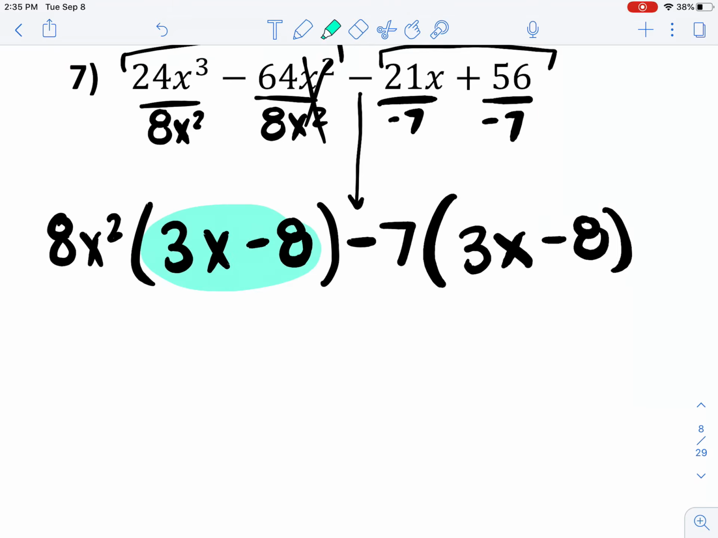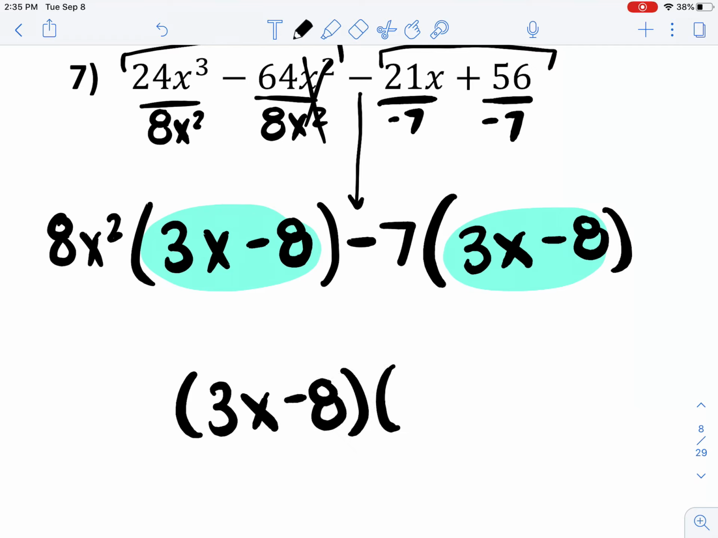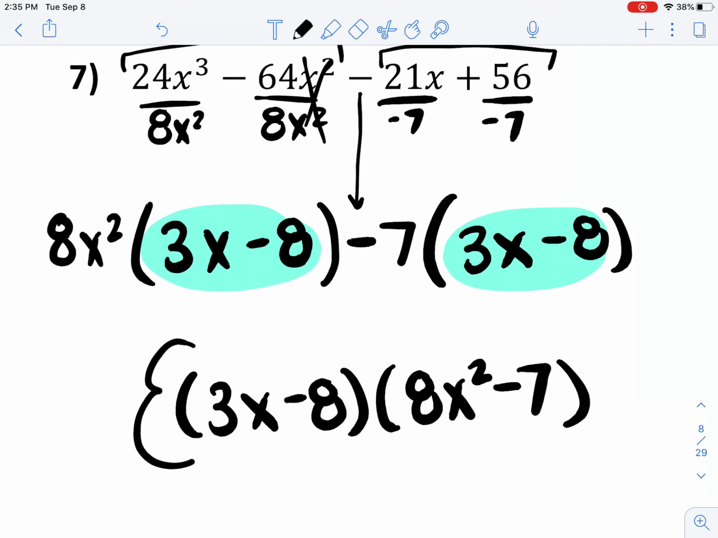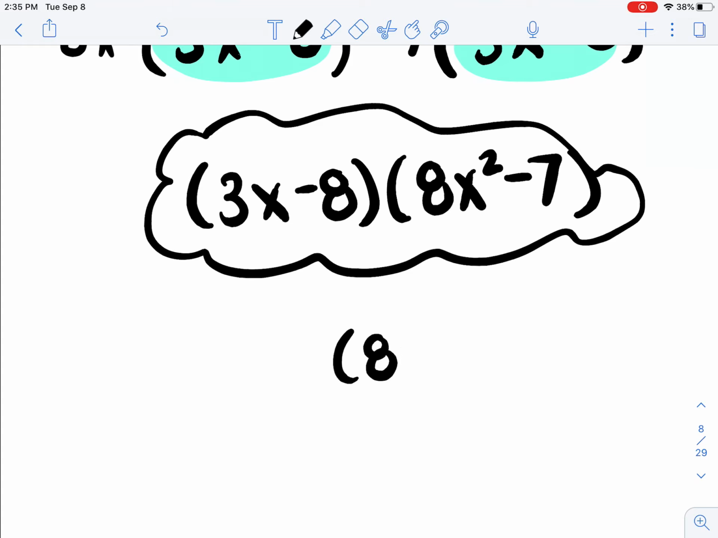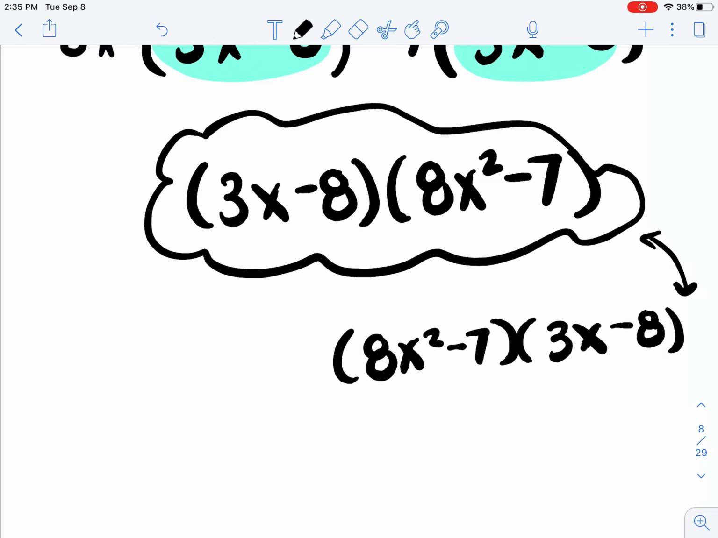And hey, look, they match. So I pull it out, 3x minus 8. And I'm left over with 8x squared minus 7, and that's your answer. Again, if you wrote it the other way, if you did 8x squared minus 7 and then 3x minus 8, it's the same thing. They're both correct.